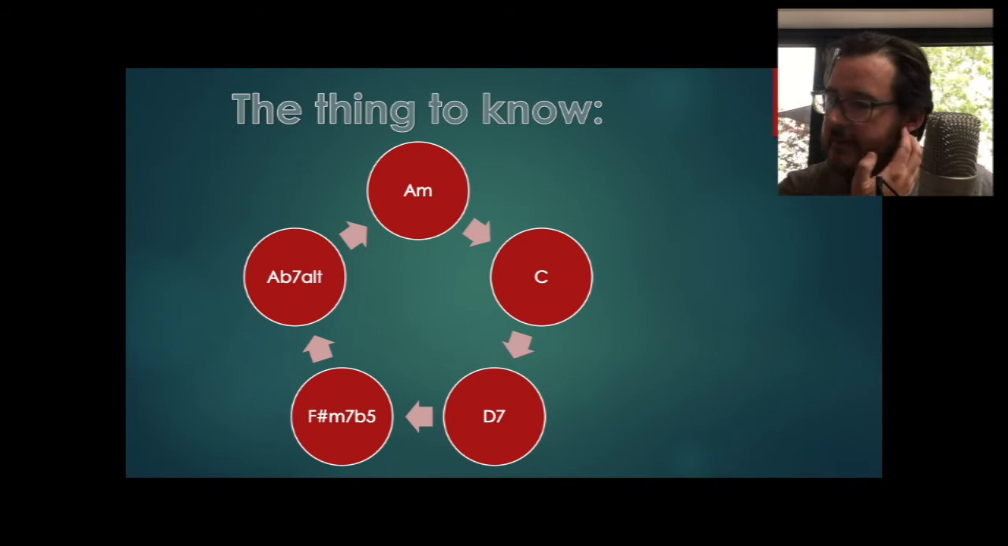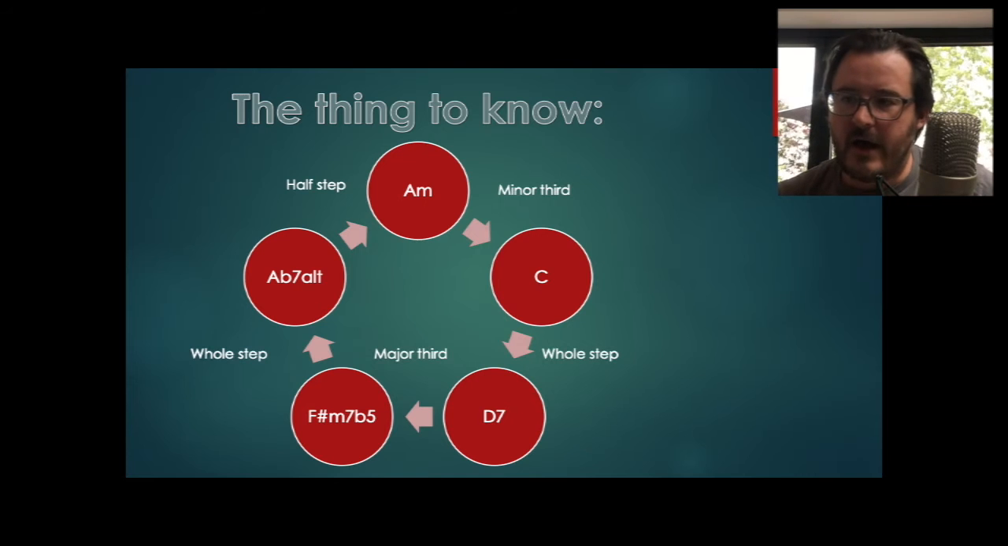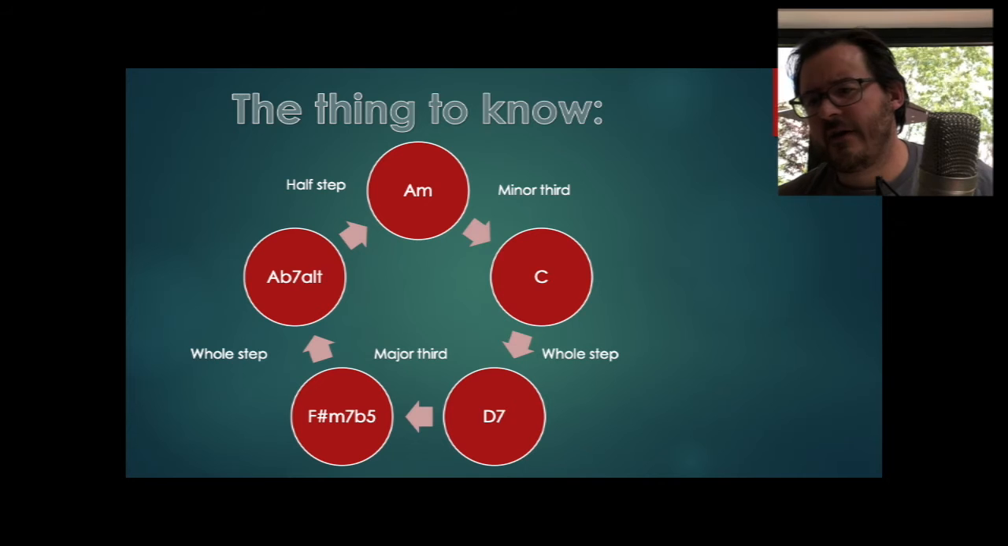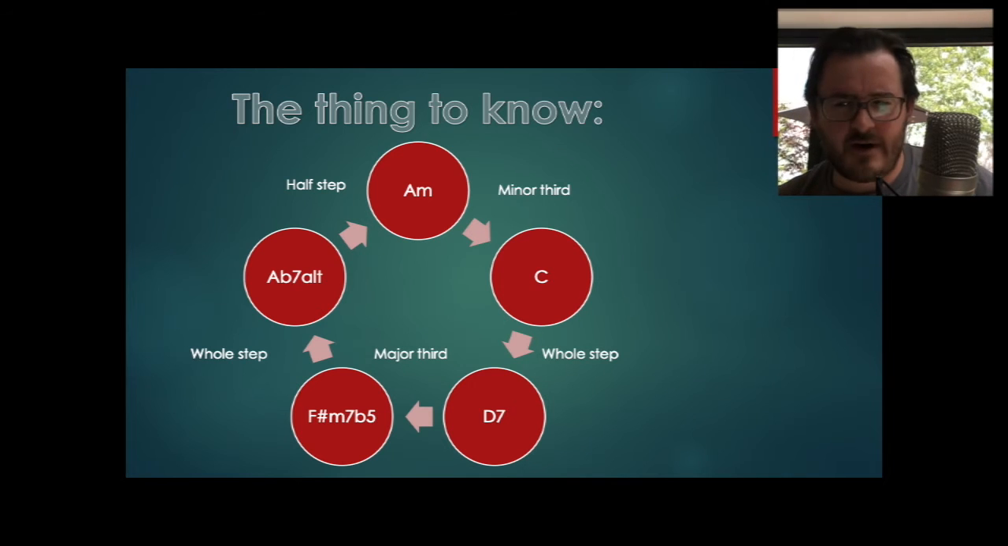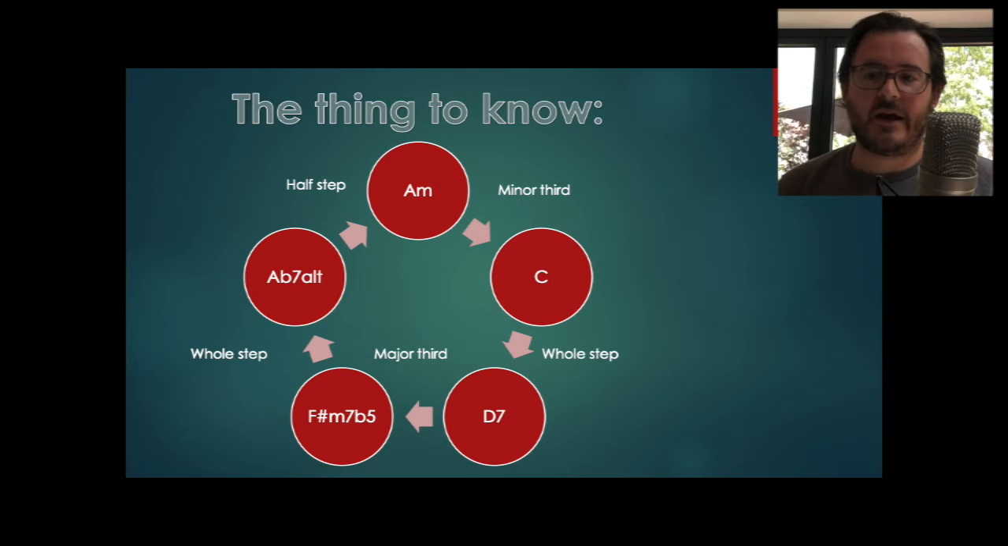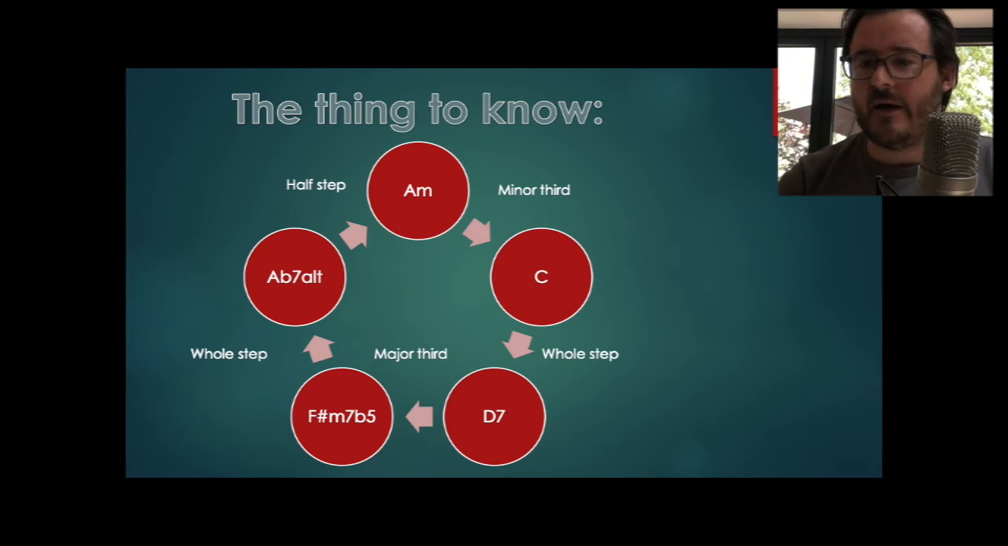So to remember this, it's going to be helpful to know the intervals between each thing. So A minor to C is a minor third, C to D7 is a whole step, D7 to F sharp minor 7 flat 5 is a major third, F sharp minor 7 flat 5 to A flat 7 altered is a whole step. Watch out for that naughty N harmony. A flat 7 altered to A minor is a half step, right? We're back to our full cycle. We've done all our chromatic half steps. So the thing about this is you're going to need to learn this in every key. But this is a finite amount of information, so I think this is easier, personally, than learning every single mode from the root up, which is the parallel system as described by Mick Goodrick.